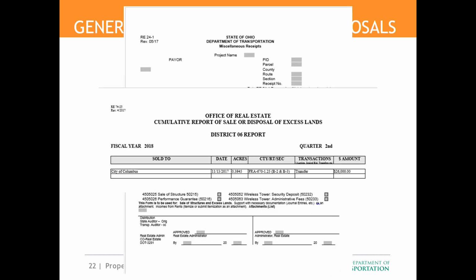And there's a cumulative report. This one, you can see, is for District 6. That was the second quarter of fiscal year 2018. It shows who they sold it to, the date, the acreage, county, route and section. It says it was a transfer for $26,000. So it's fairly easy. It's out there, I believe, electronically now. So all you do is go out, fill it out, and save it, and then central office, Tyler, can go ahead and get that information and put that in their files.